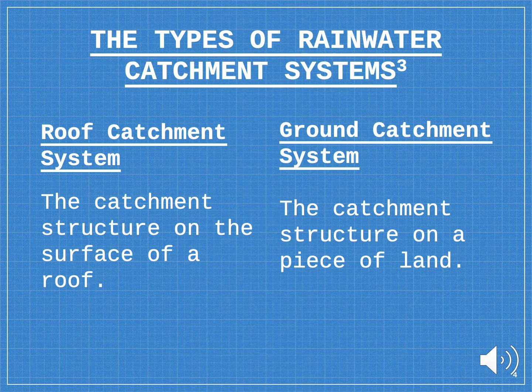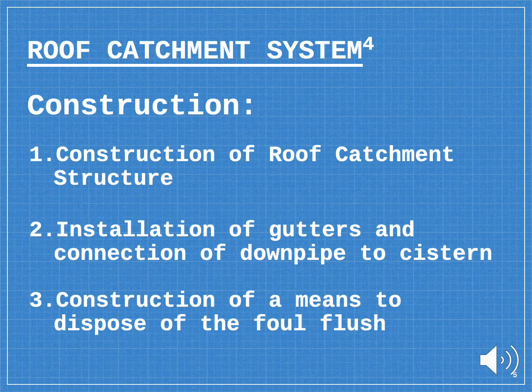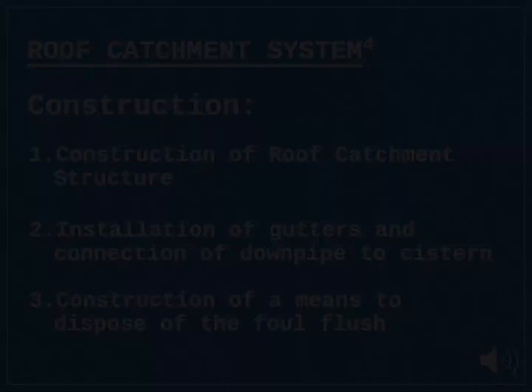There are two types of rainwater catchment systems. A roof catchment system where the catchment structure is built on the surface of a roof, and a ground catchment system where the catchment structure is built on a piece of land. Now we're going to talk about the roof catchment system. For this presentation, the construction of a roof catchment system has been divided into three parts: the construction of the catchment structure, installation of gutters, and construction of a means to dispose of the foul flush.